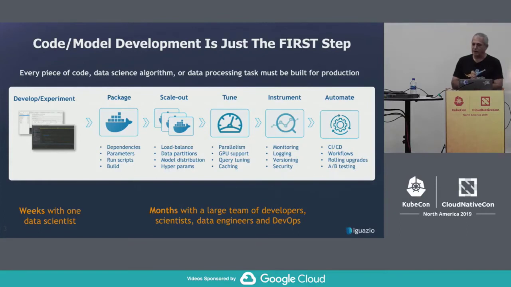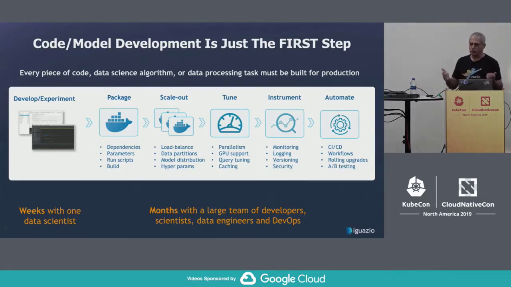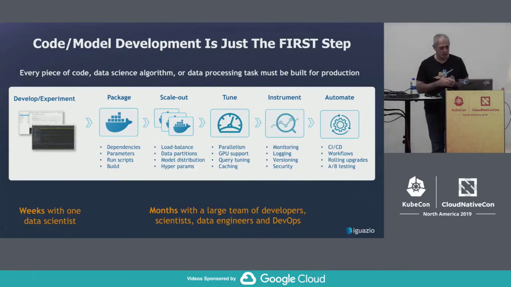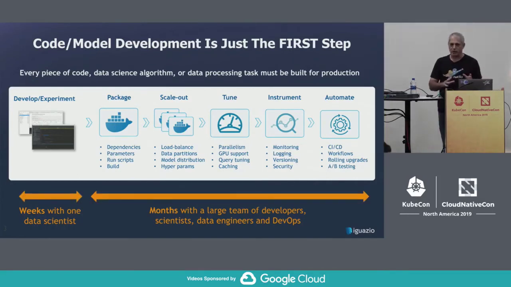And then eventually, once we got everything working, we wanted to make it repetitive, so we need to add automation. So CI/CD, workflows, pipelines, rolling upgrades, because things are running in production, A/B testing. So you see there's so much work to do, where usually the first part is a few weeks, the second part is a lot of months of many, many people.